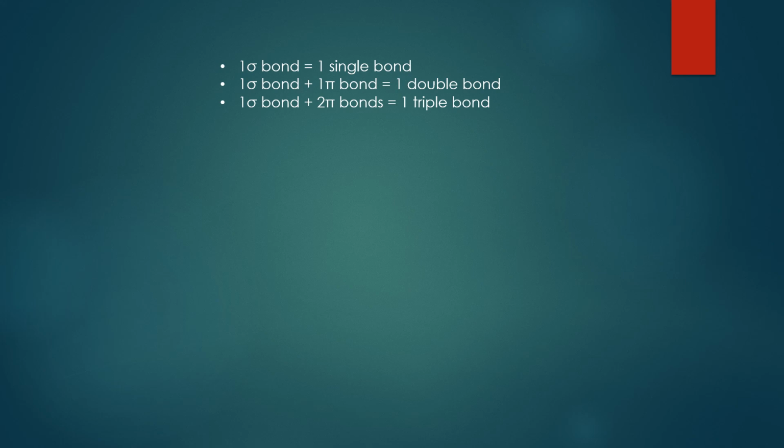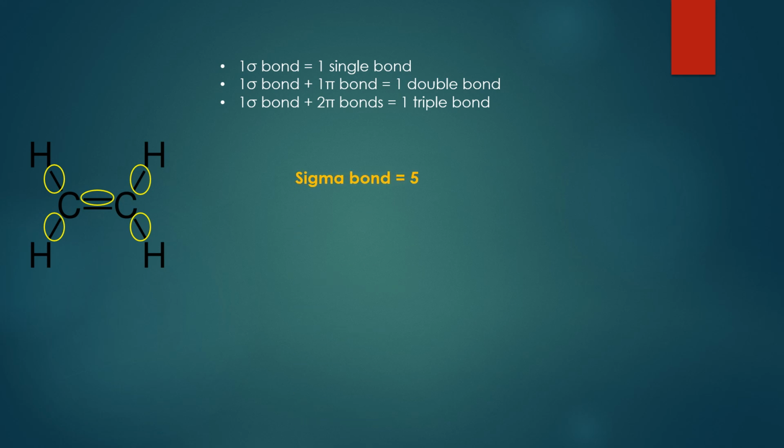Let's look at two examples. Example 1. How many sigma and pi bonds are there in this particular molecule? So let's count. There's 1, 2, 3, 4, and the fifth one. This fifth one is determined as a sigma bond because in a double bond, one of the bonds will be sigma. So a total of 5 sigma bonds and 1 pi bond. So a double bond has 1 sigma and 1 pi bond.